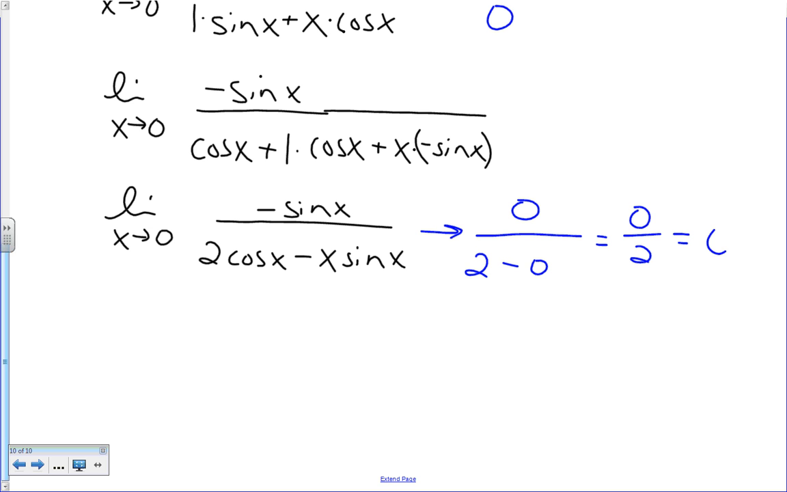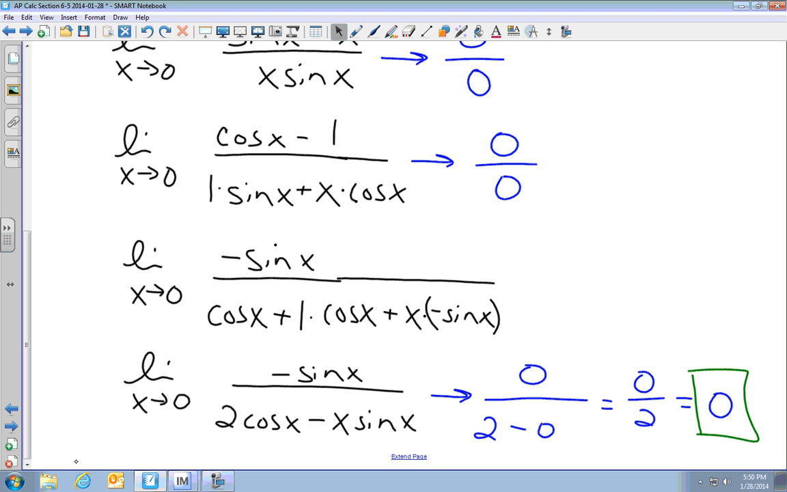This is equal to 0. 0 divided by any number other than 0 is 0. So it turns out that this limit is approaching a value of 0. There is our answer. All right, and that's the end of this second half here for us.